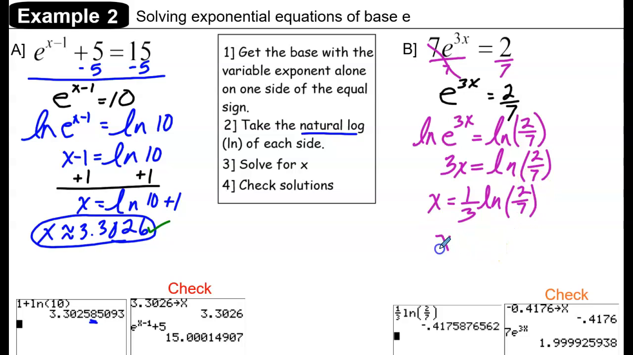So putting that in the calculator and rounding to 4 decimal places will be a negative 0.4176. And when we store that in the calculator in its rounded form, we get 1.999925, which is really close to the 2 that we started with originally.